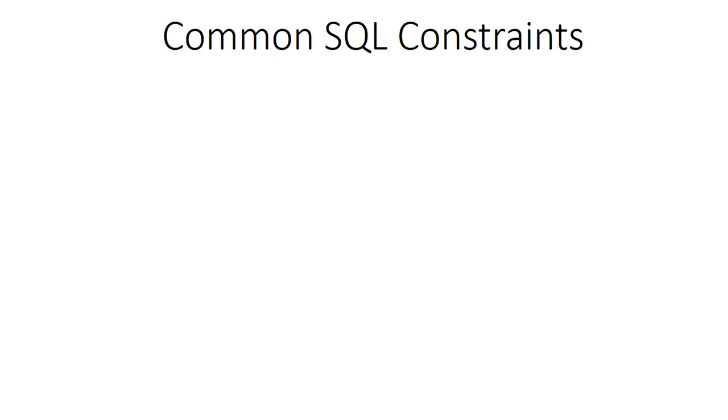Unique, what it means with unique is this. We are saying the value in this column is unique. We cannot have the same value being used by any other record. In other words, a unique constraint is used to uniquely identify a record.